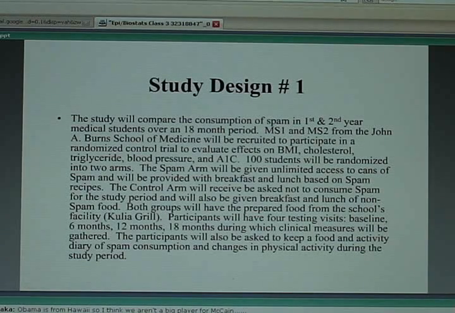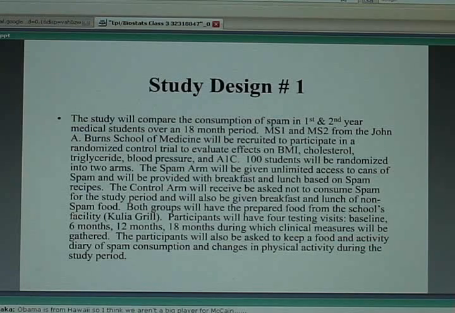Both groups would be asked to come back 6 months later, 12 months later, 18 months later, have some examination performed on them, see if they've gained weight, see if they have any biomarkers that might suggest they're at higher risk of developing diabetes, ask them about their physical activity. So that was a study that one of you suggested to do. And this would be an experimental study because you, the investigator, decide whether a student's in the Spam arm part of the study or the control arm. The students themselves don't decide.